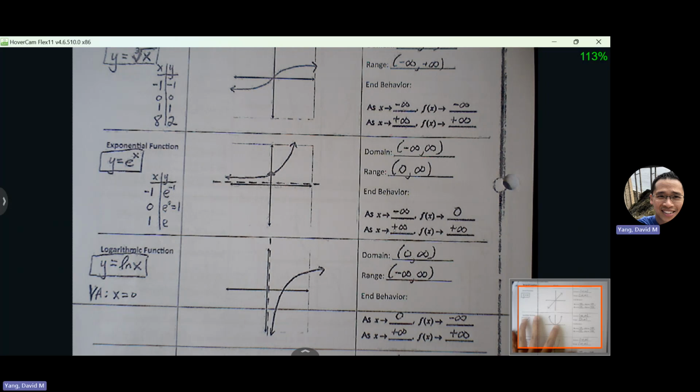And because they are inverses of each other, you can see their domains and ranges are flipped versions of each other. Domain of one is the range of the other. Range of one is the domain of the other. Exponential functions have a horizontal asymptote. Log functions have a vertical asymptote.